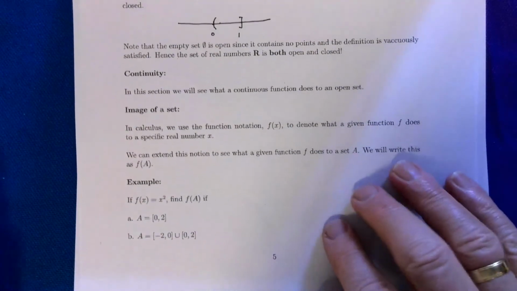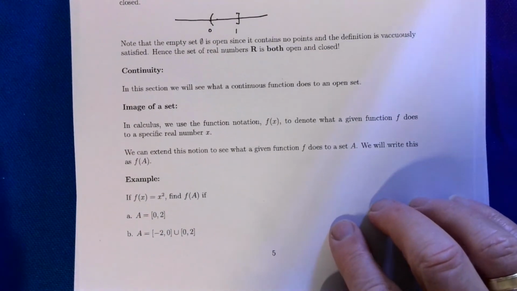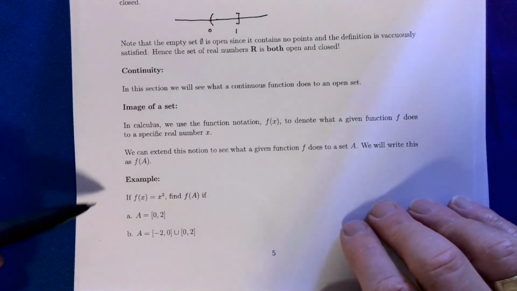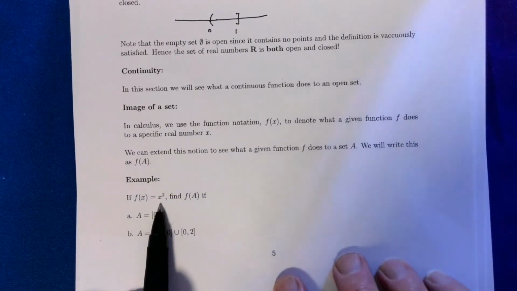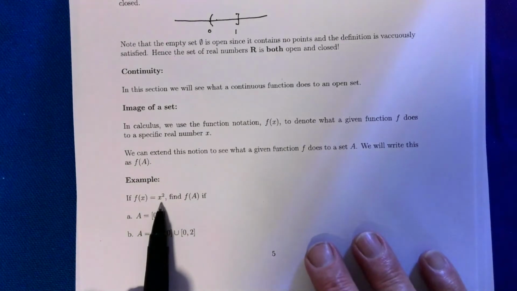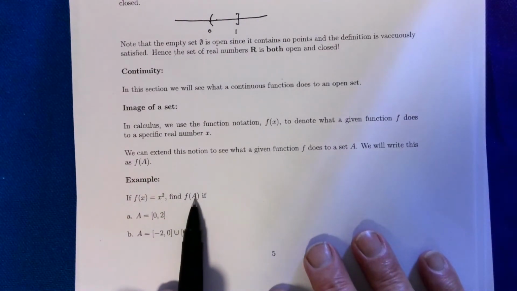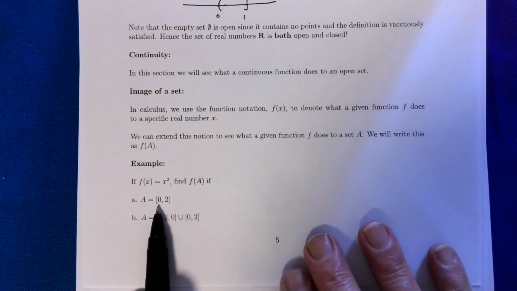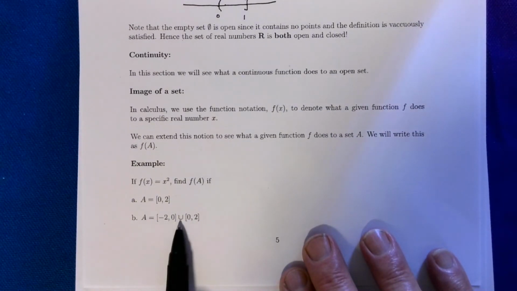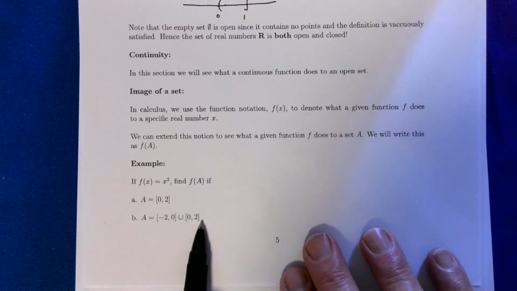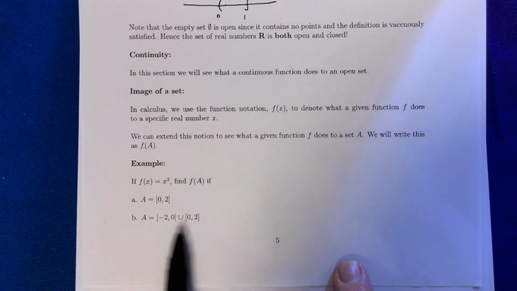And I'll finish off by doing an example here. So here's the example. We take f(x) as x squared, our old friend the parabola. We want to know what's f(A). Firstly, if A is the interval [0, 2], and then if A is the interval [-2, 0] union [0, 2]. This, of course, is just the same as the interval [-2, 2].